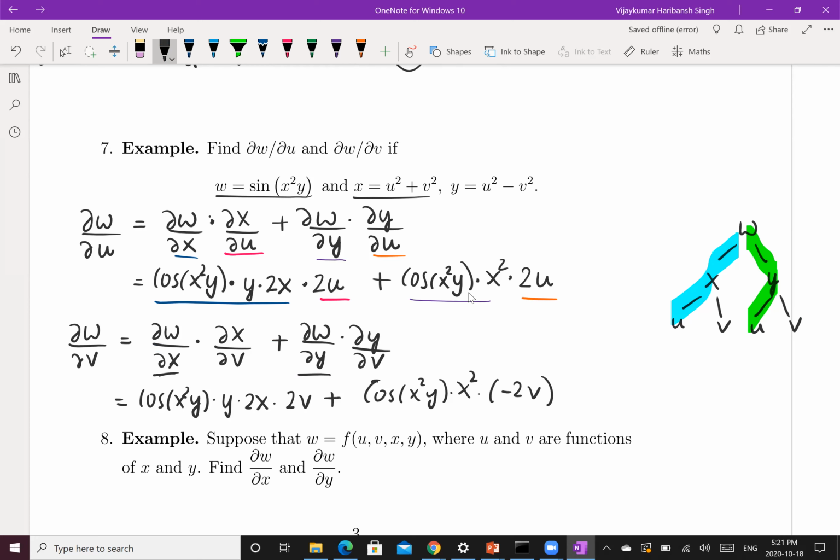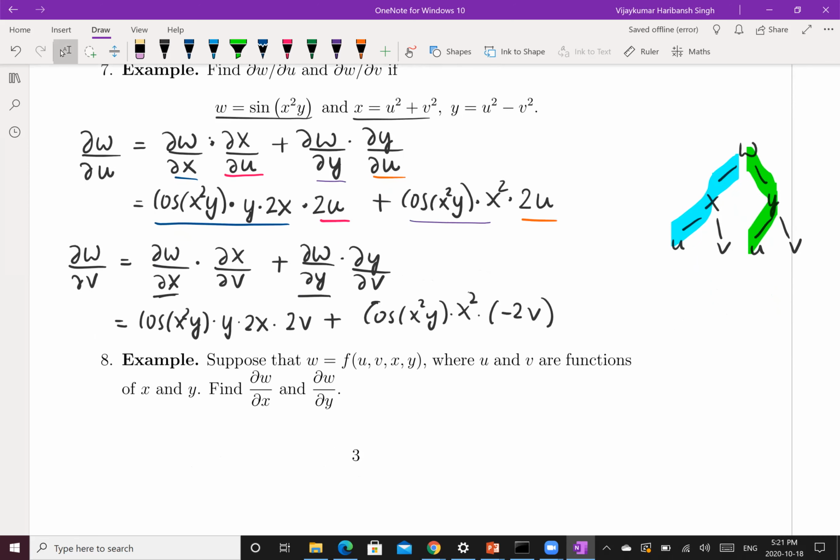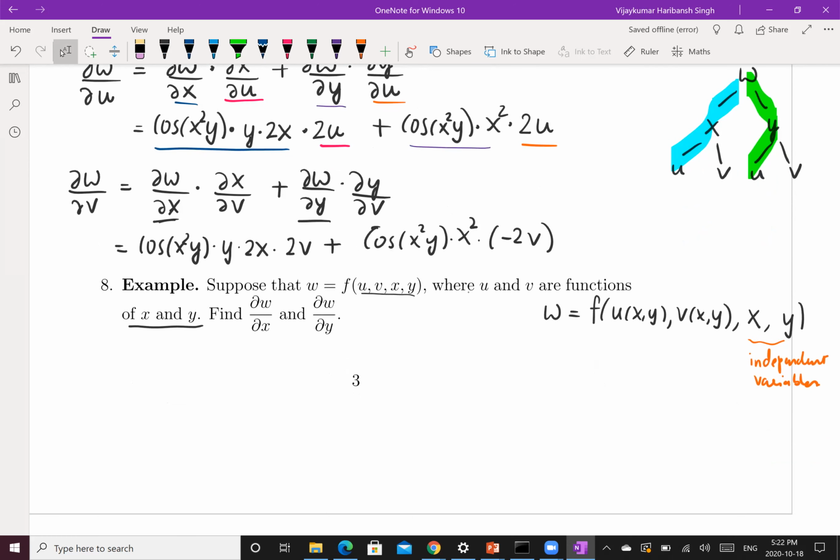So let's move on to this problem now. This problem is slightly interesting. Suppose w is a function of u, v, x, and y. It seems like a function of four variables, where u and v themselves are functions of x and y. So there's a small twist here: if I write w as f of u, v, x, y, then u is a function of x and y, v is a function of x and y, and x and y are the independent variables. Now the question is, how do we find ∂w/∂x and ∂w/∂y?